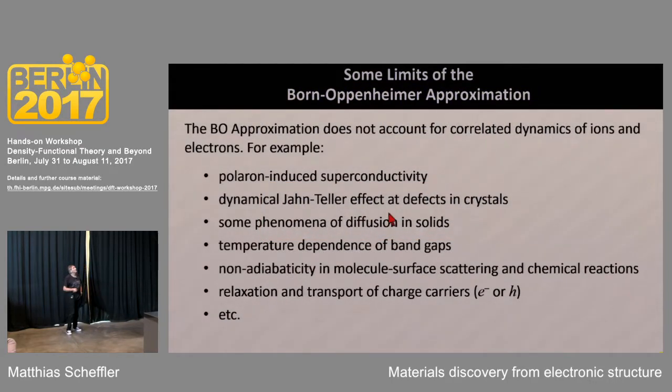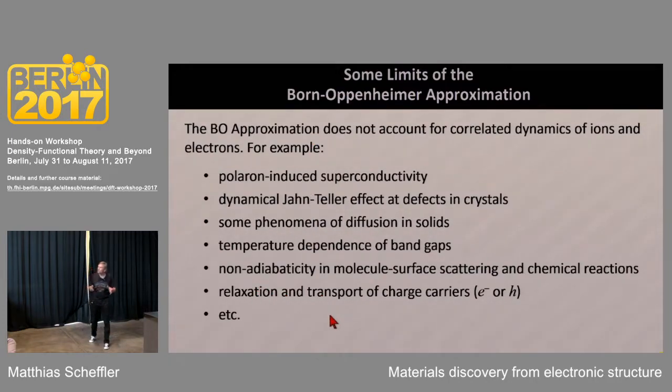So some limits of the Born-Oppenheimer approximation: if there is a correlation of the dynamics, that is not included. So superconductivity, which comes from electron-phonon or polaron induced superconductivity, is not included. There are dynamical Jahn-Teller effects, the fact that systems distort because of a degenerate electronic state, which sometimes yields a dynamic system that is not treated appropriately. Diffusion in solids: when nuclei move, they sometimes move faster at the transition state than electrons can follow. Temperature dependent band gaps, nonadiabaticity in electron surface dynamics in chemical reactions. If a molecule scatters at the surface, very often because of electron spin, it cannot go to its ground state. Relaxation and transport of charge carriers, these are all questions which are still open and have not been answered.